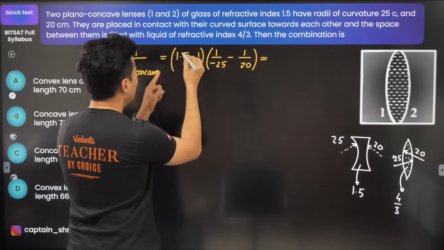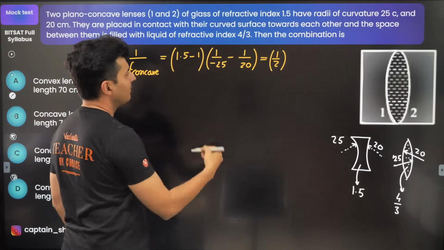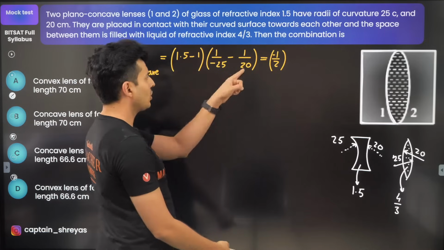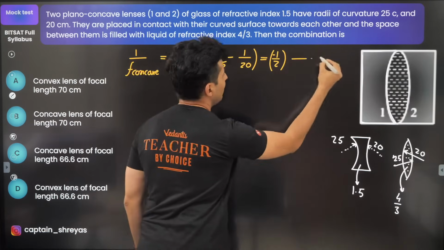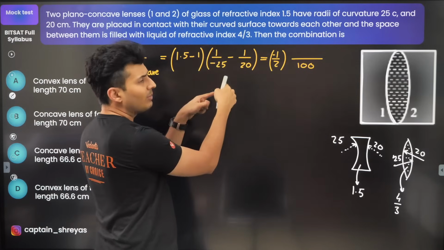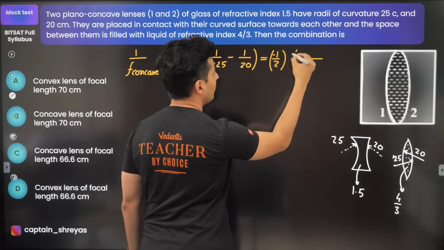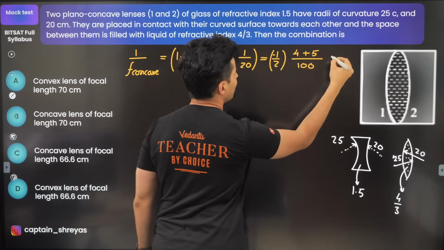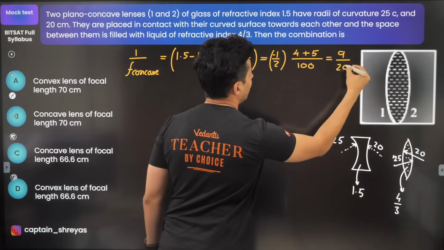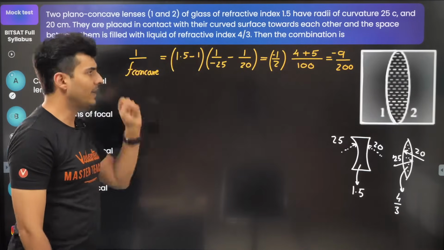Now if you do the math, 1.5 minus 1 is 0.5, which is nothing but half. Fair enough. And this minus also comes out to be common, so you can take the minus sign common outside. The LCM of 25 and 20 is nothing but 100, right? So this will be 1 by 25 plus 1 by 20. LCM is 100, so you can see this will go 4 times, this will go 5 times. So this will be nothing but 9 divided by 200, but with a negative sign. So that is the focal length of the concave lens.